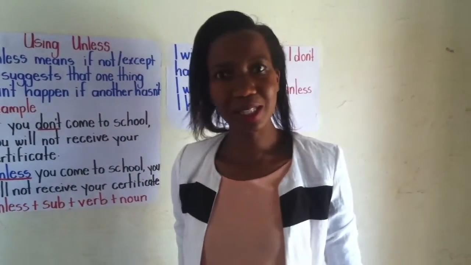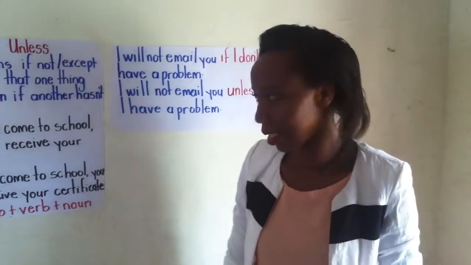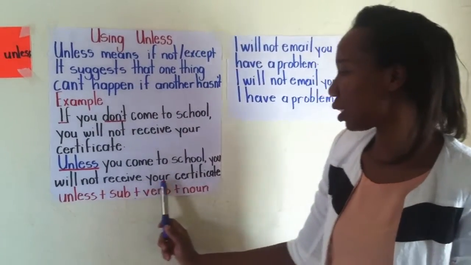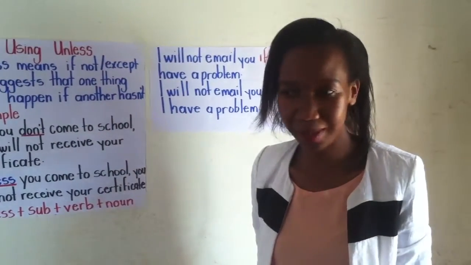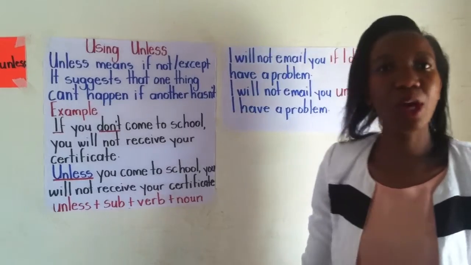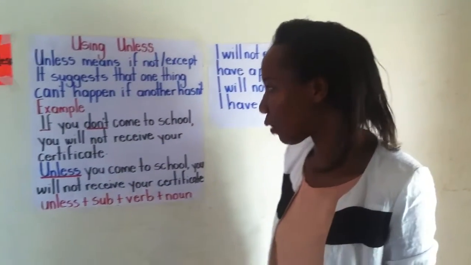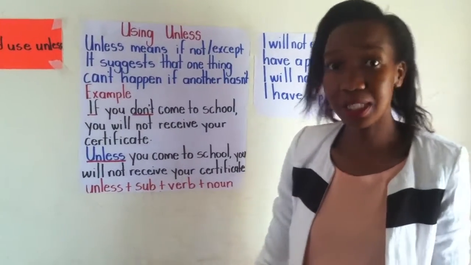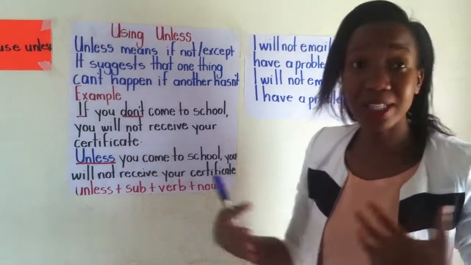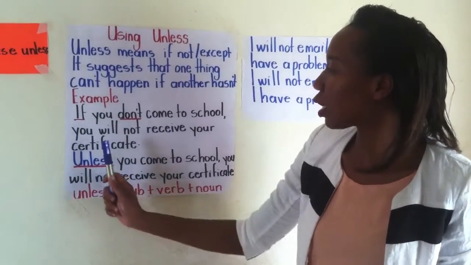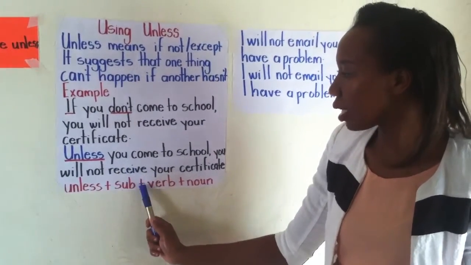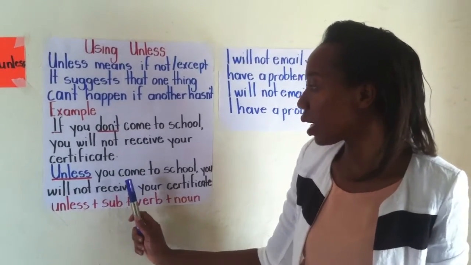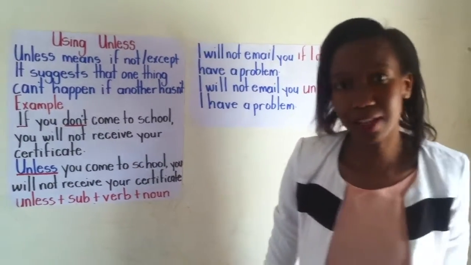What if we use the word except to help us understand more what unless means? We would say, except you come to school, you will not receive your certificate. Okay? So this is a formula to help us write sentences using unless. If we are using unless, we would write unless plus subject. We know that a subject is what the sentence is about. So in this case, you is the subject. Then plus the verb, which we know is an action word. In this case, come is the verb.